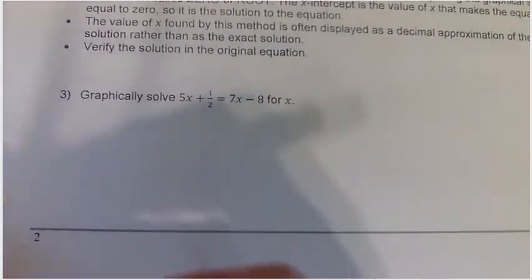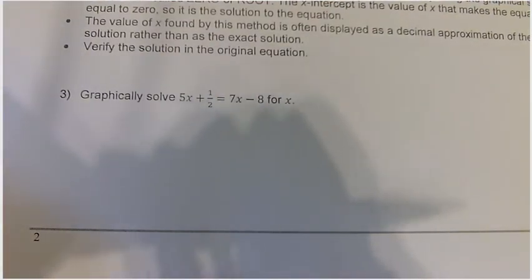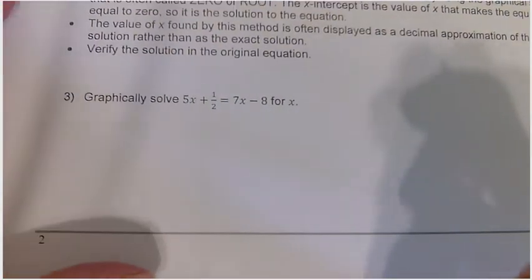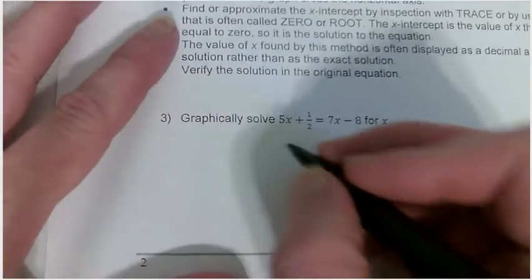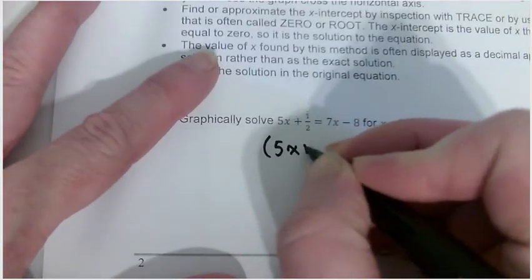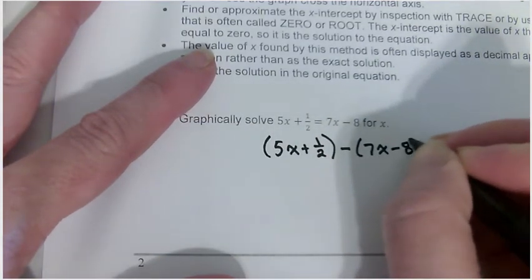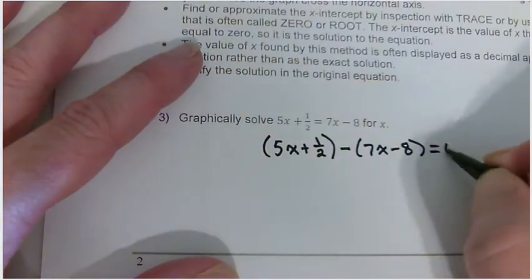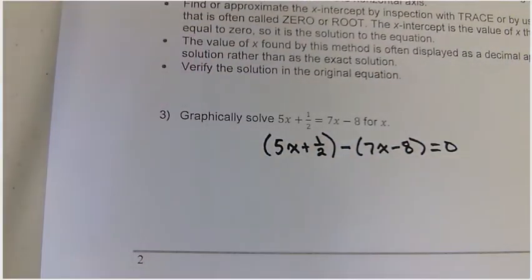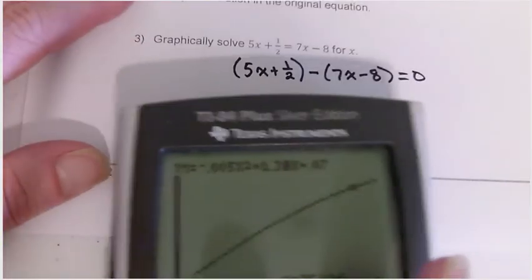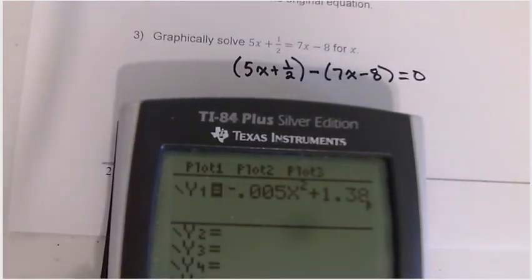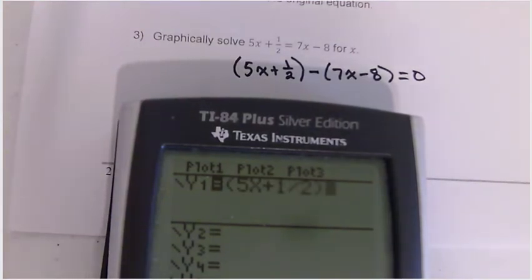Okay, so if I get everything on one side, and I don't even have to be really fancy about it because the calculator doesn't care: 5x plus 1/2 minus 7x minus 8 equals 0. So I just subtracted everything from the right side. In the calculator, y equals 5x plus 1/2 minus 7x minus 8.